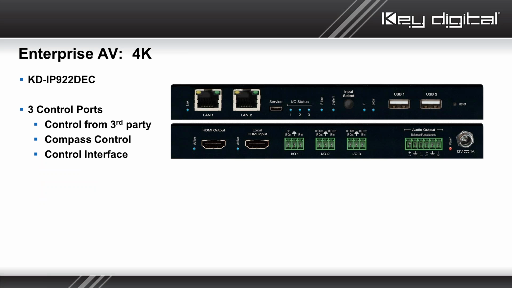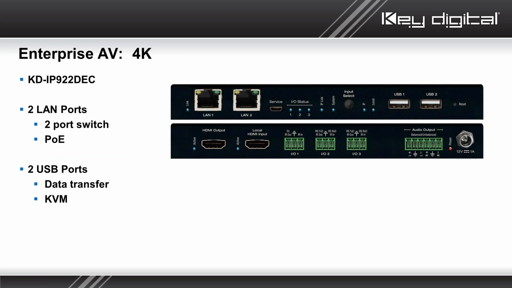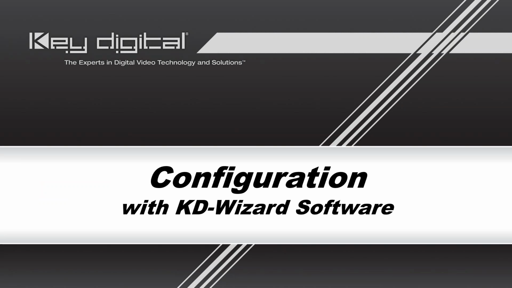Again, you have 3 I/O ports with the same functionality options. 2 LAN ports, same as the encoder, and you have 2 USB ports here, as I described earlier, for keyboard and mouse or your data transfer. You see the input select button that allows you to choose between HDMI, local, or the global feed, and of course that's also selectable through the open commands to talk to the units over the network or RS-232, over the software configuration, etc.